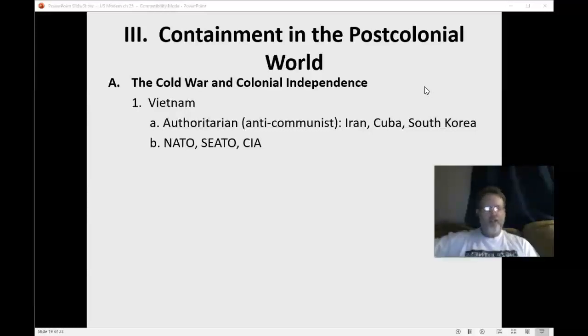CIA is created in 1947, I believe, Central Intelligence Agency, specifically to do the counterintelligence, the behind-the-scenes espionage against Soviet spies. Soviets had their own spy agency. I'm sure you've heard of it, the KGB. They were their own spy, and they were better at it than we were.